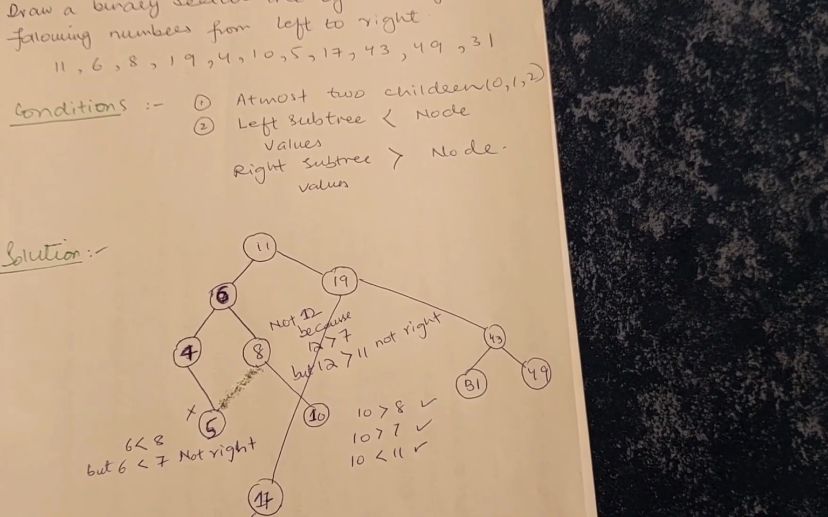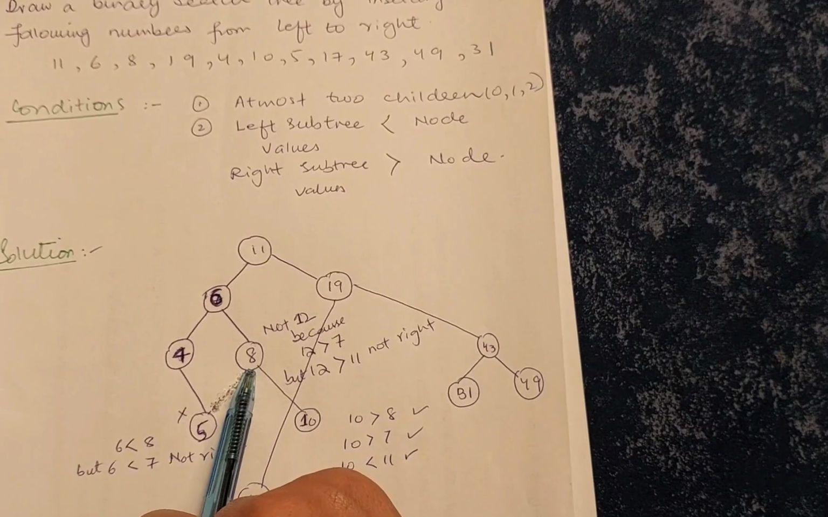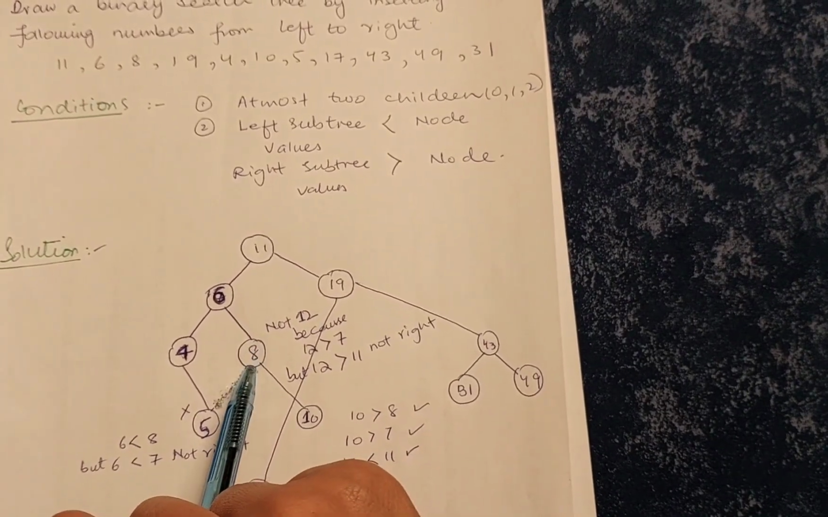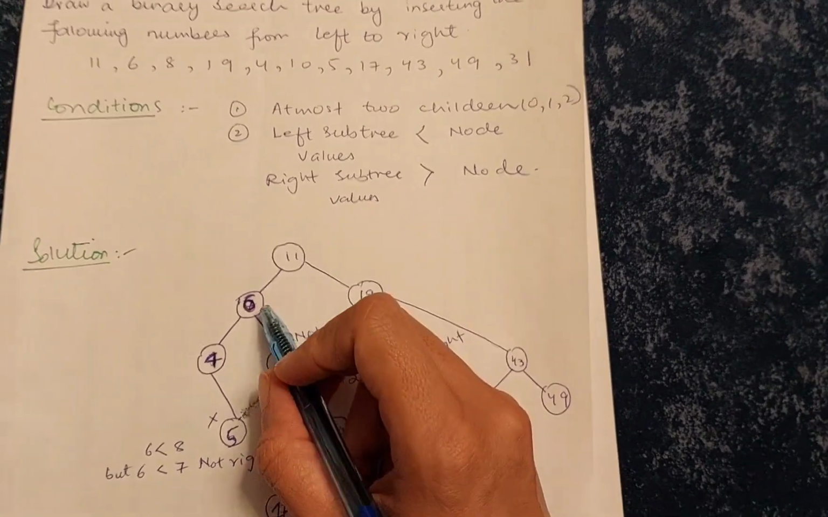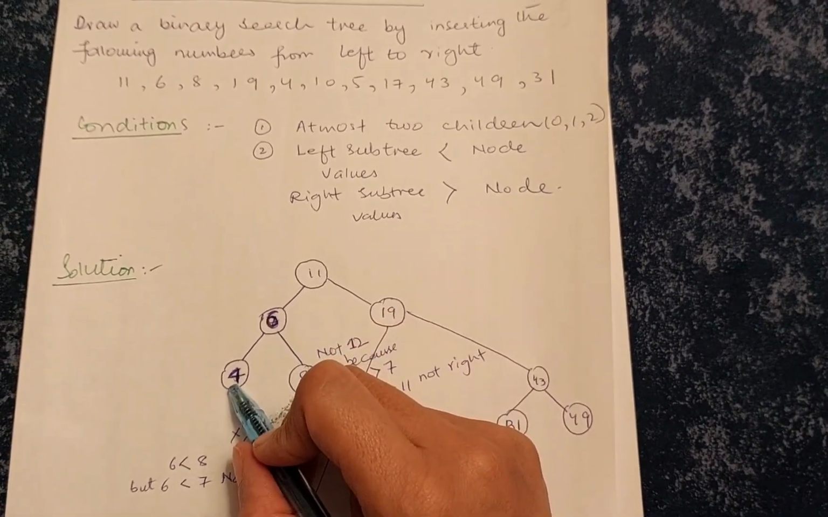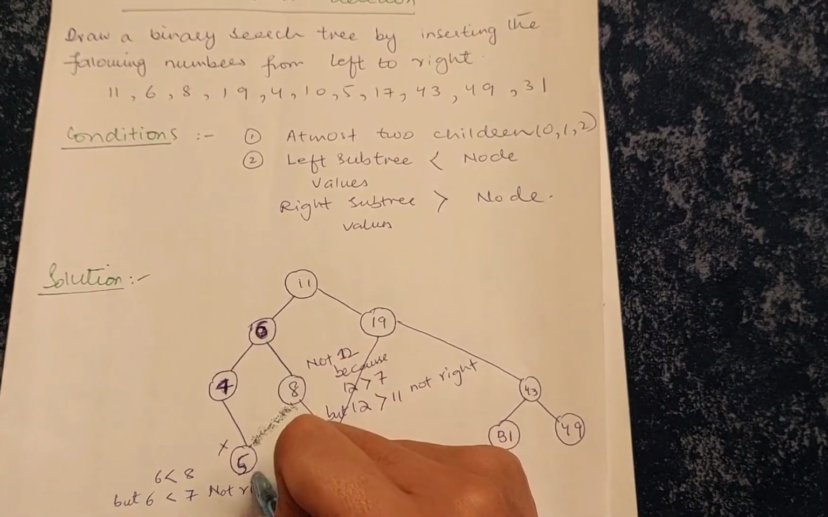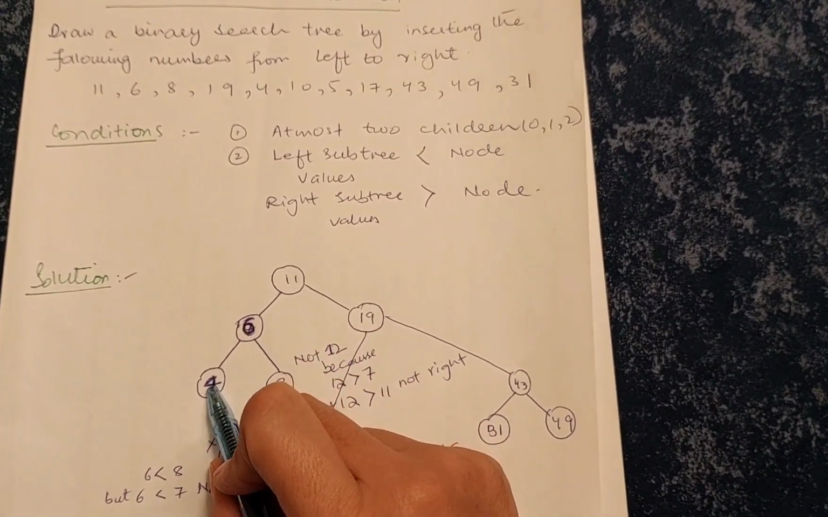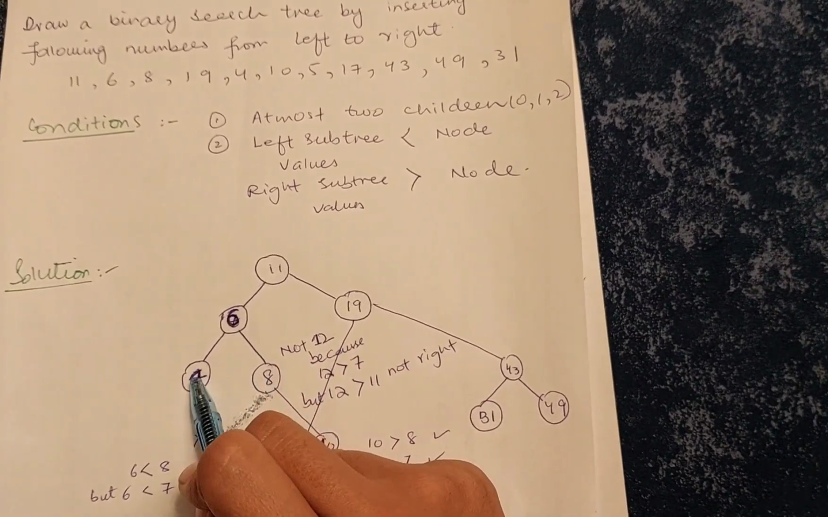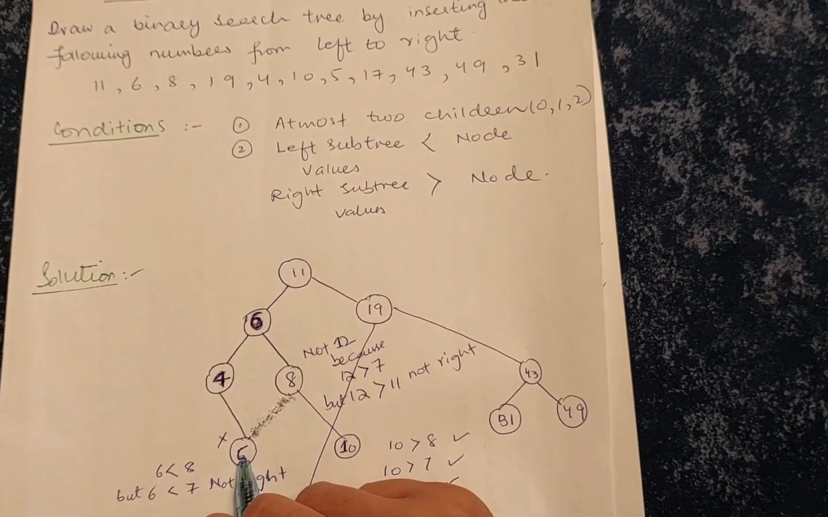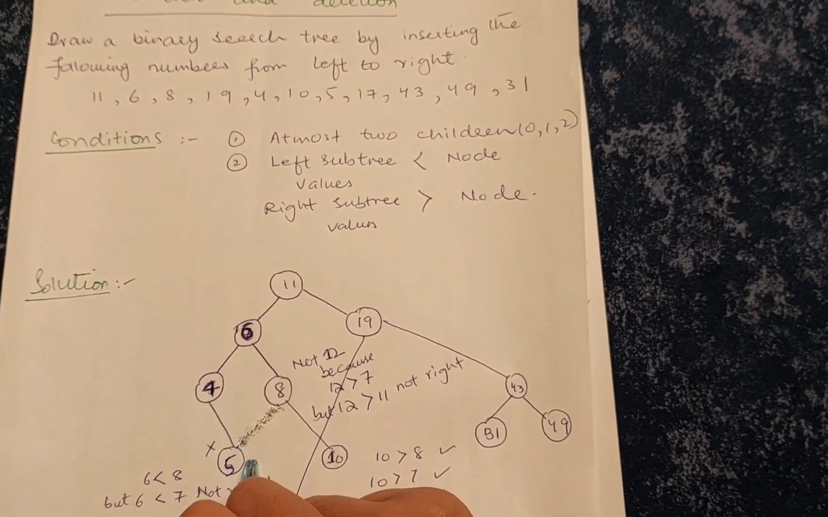Some students will be asking why we are not connecting it as a member of this 8. So the answer is that when you are coming down from 6, you know that 5 is smaller than 6, so you will travel towards the left hand side, you will not travel towards the right hand side. And when you are traveling from 4, then you see that 5 is larger than 4, so you will travel on to the right hand side.